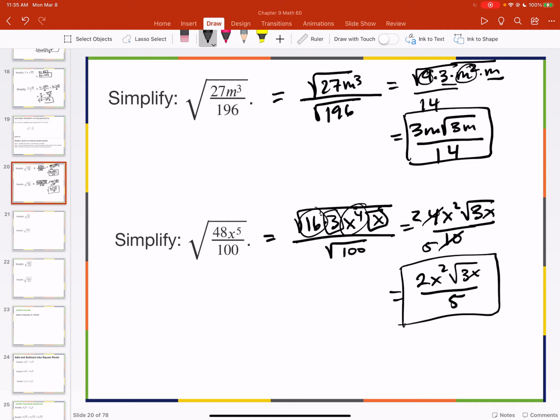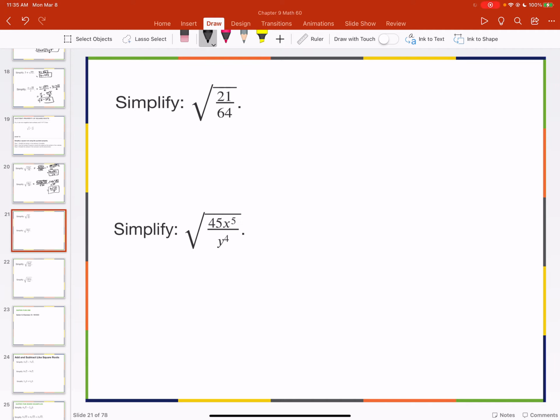Let's do a couple more. What if you were here? Let's see, square root of 21 over 64. Well, that's square root of 21 over square root of 64, I mean. So on the denominator it's going to be 8. Square root of 21, well, 21 is just 3 times 7. There's no perfect square, so we leave it as is.